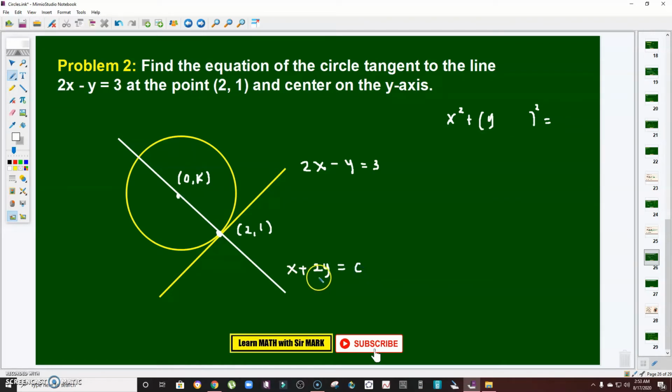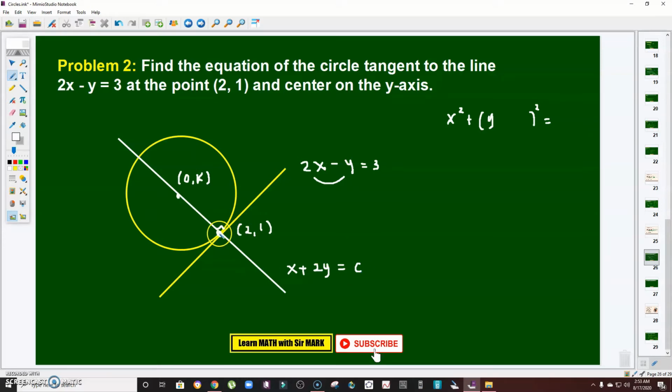Again, how did it become x plus 2y? Since they are perpendicular, and again the figure is not drawn to scale, all you have to do is switch the coefficients of x and y, which are 2 and 1, so it becomes 1 and 2, then reverse the sign. That's the shortcut, if you're familiar with it. See that? Now, how are we going to get the value of c?